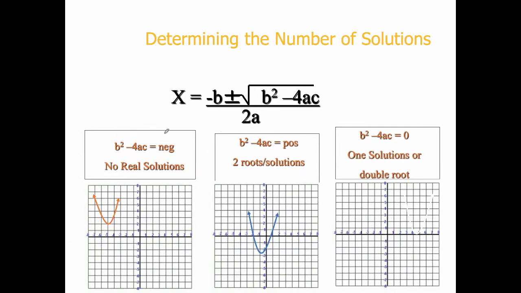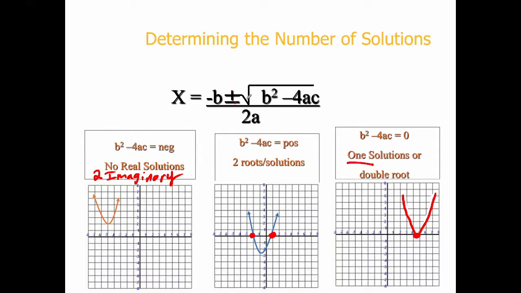If we are negative, we know that we do not cross the x-axis. There's no real solutions. We also say there are two imaginary solutions. And then if the discriminant is positive, we know that we have two roots. And you can't see this, so I'll draw it in. If the discriminant is 0, we have one solution.